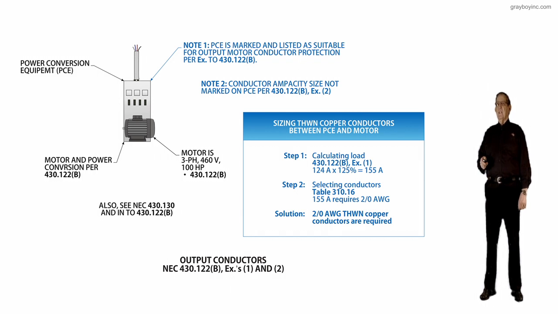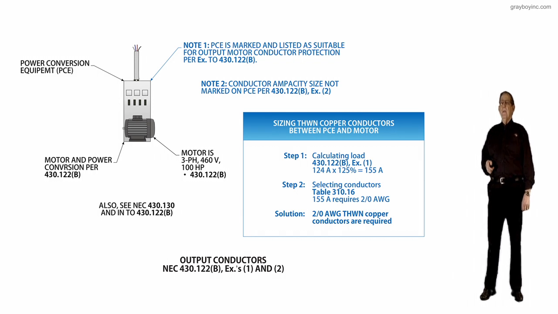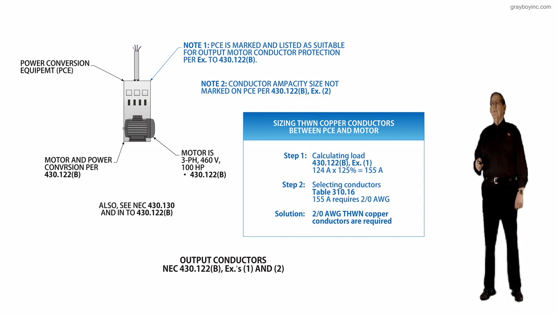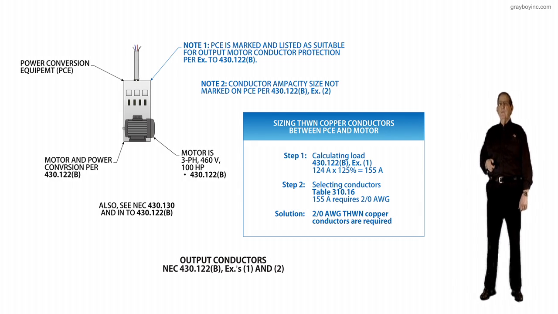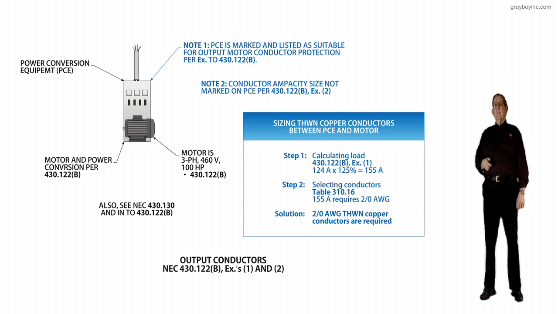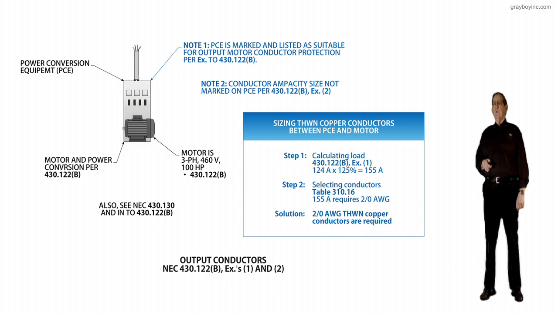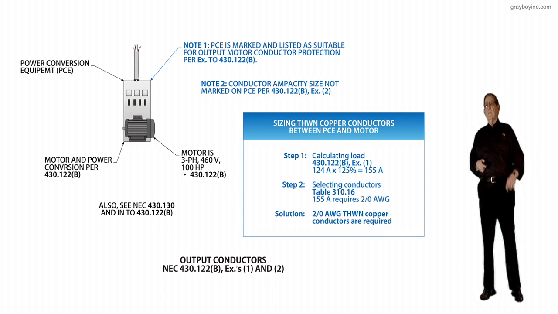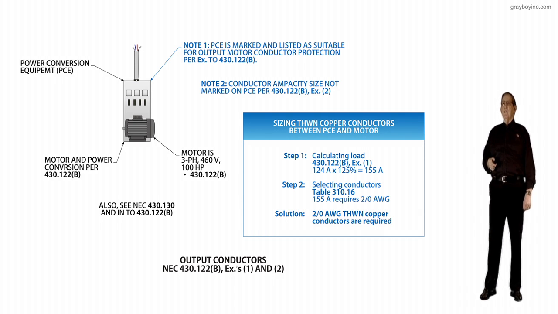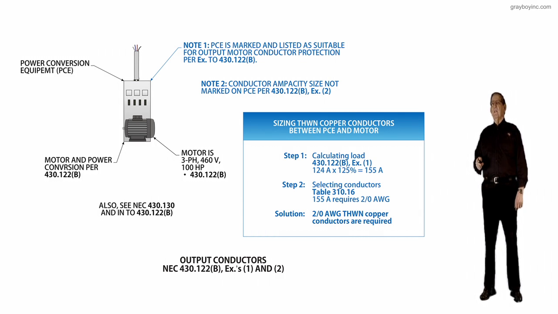So the calculation procedure in step 1, we reference 430.122B exception 1, and we get 124 amps based upon the 460 volt, 100 horsepower motor from 430.250. That is where we obtain the 124 amps based on that motor's values. We multiply that according to the rule in step 1 by 125%.